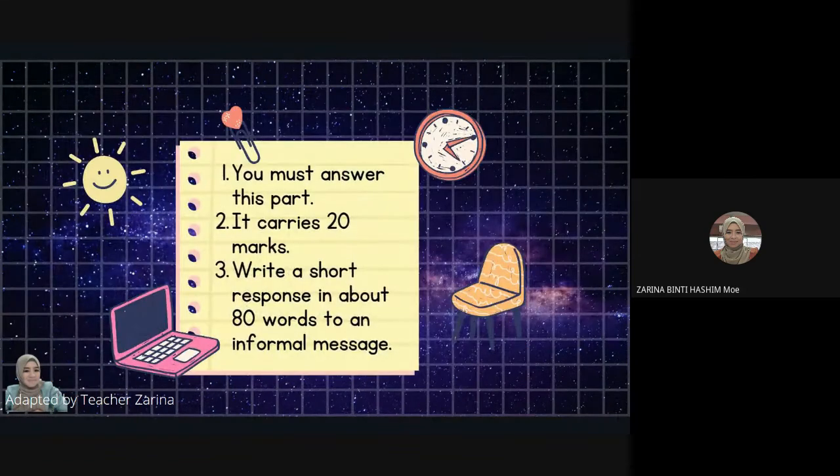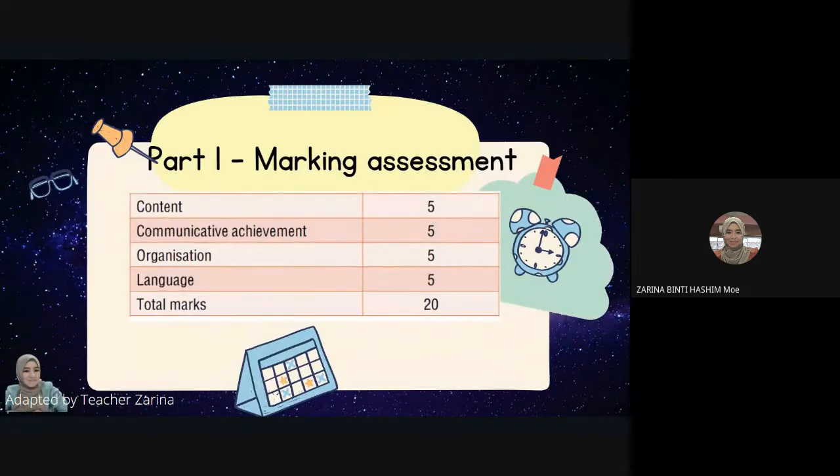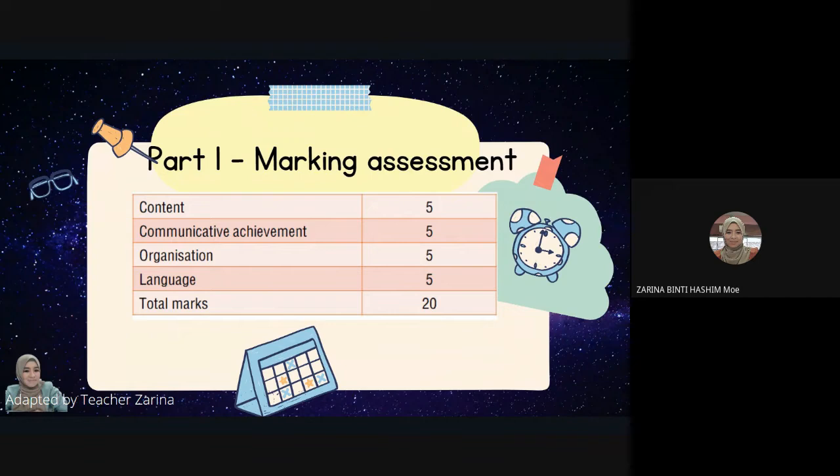For part one, you have 20 marks. All questions are 20 marks. The differences are in the number of words and the format, of course. For part one, the marking assessment is 5 marks each for content, communicative achievement, organization, and language. Now let's take a look at the questions.